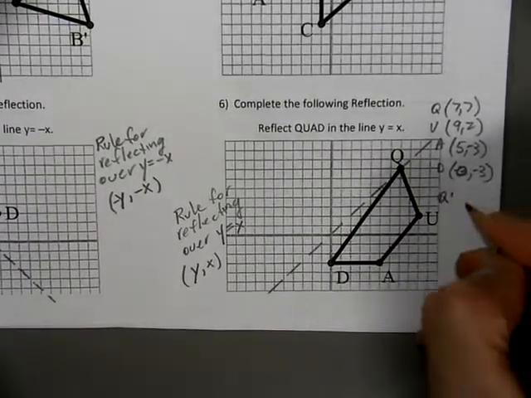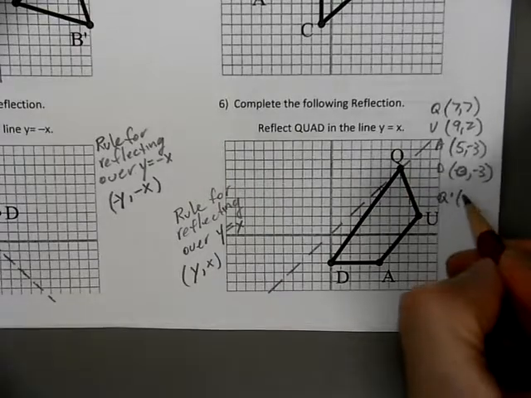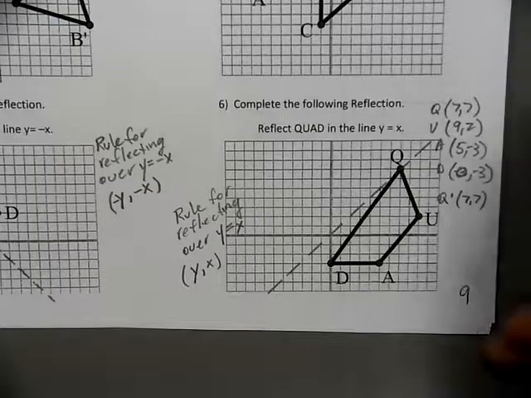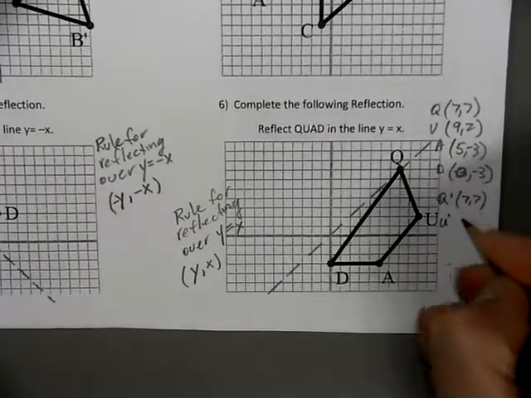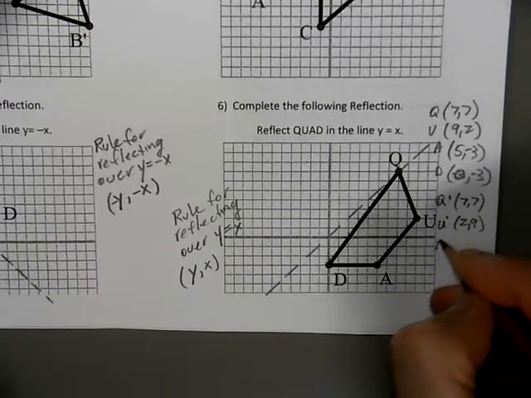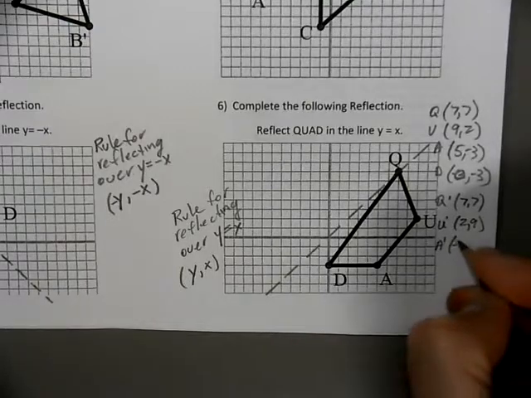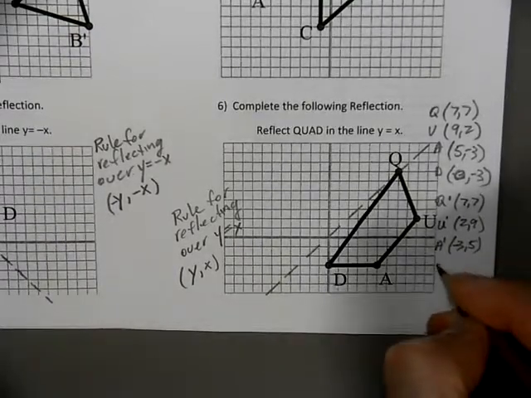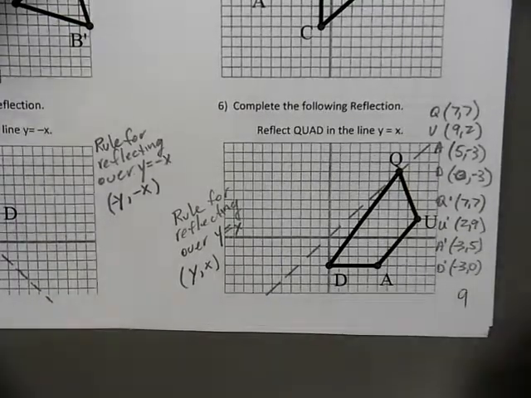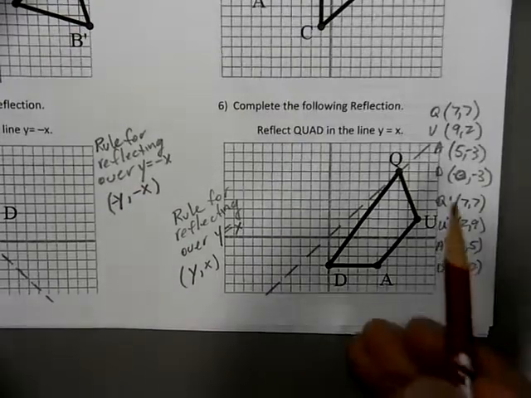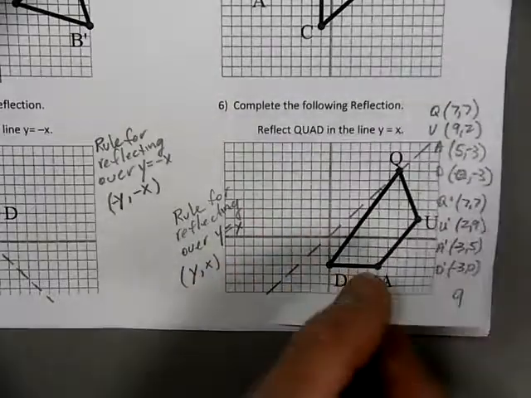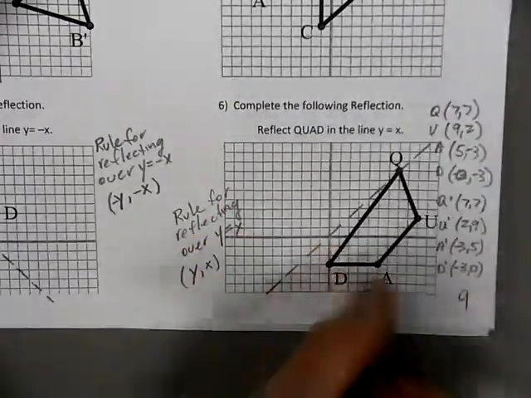So Q prime is going to be again at 7, 7, because you switch the x and the y and they land in the same exact spot. U prime is going to be 2, 9. A prime is going to be negative 3, 5. And D prime is going to be negative 3, 0. Now we notice that when you reflect it over that line, the Q is not moving.